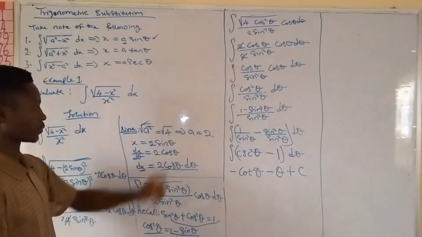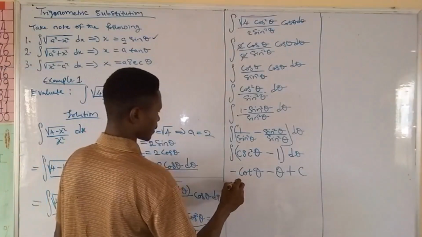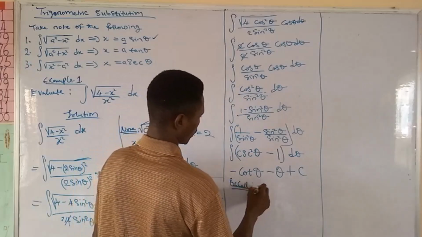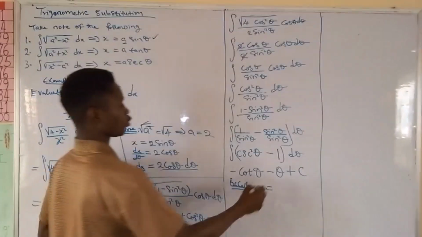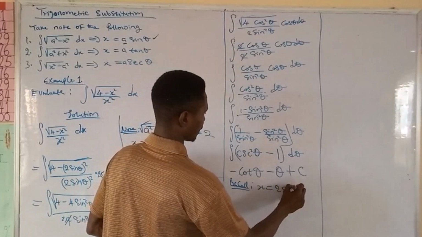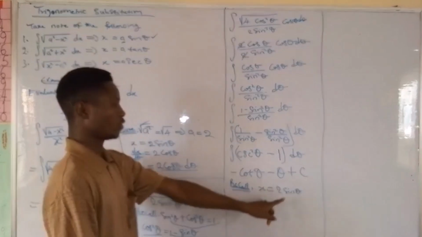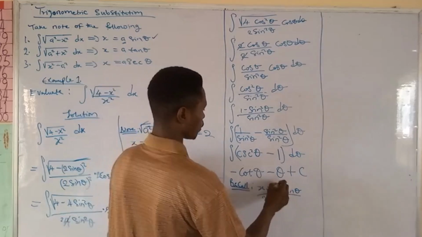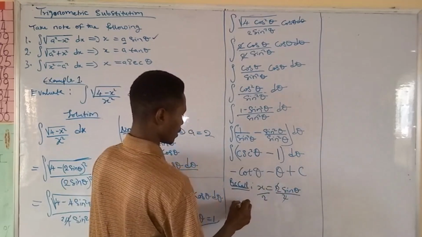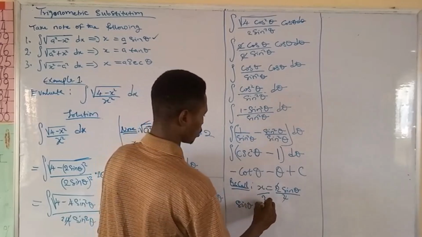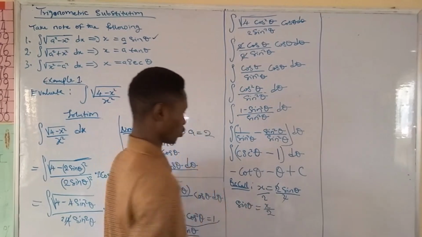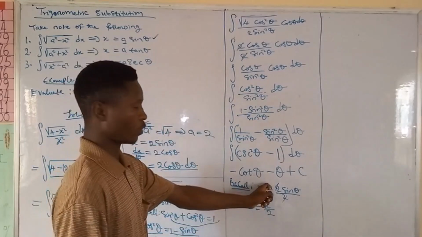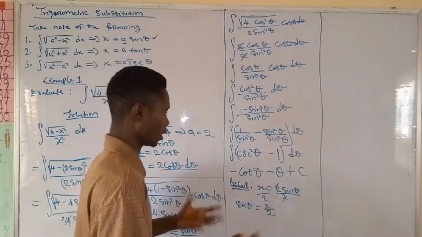Recall from here that x is equal to what? 2 sin theta. So if we make sin theta the subject, we'll be dividing here by 2 and here by 2. So this cancels out. It means sinθ is equal to x over 2. So if sinθ is equal to x over 2, it doesn't solve our problem. So we expand further in our knowledge.